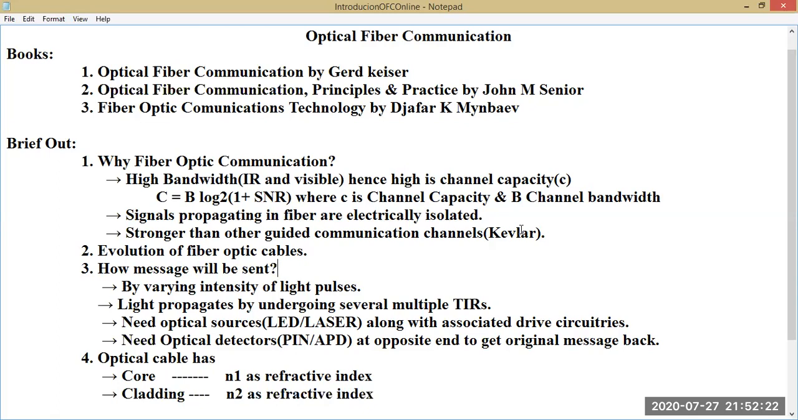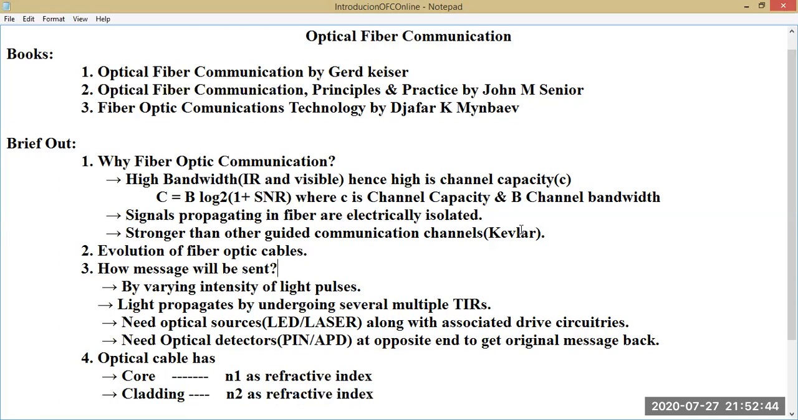So this attenuation is there. This attenuation is a function of the wavelength. As the wavelength changes, the attenuation is going to change. So this attenuation concept will come in unit 2. Therefore, we will discuss this attenuation well in unit 2.